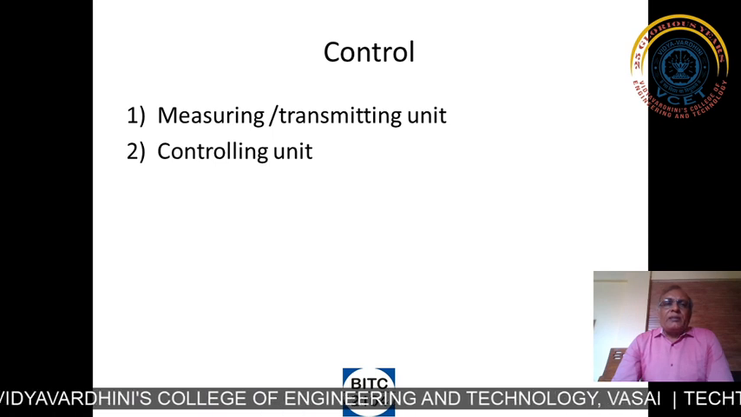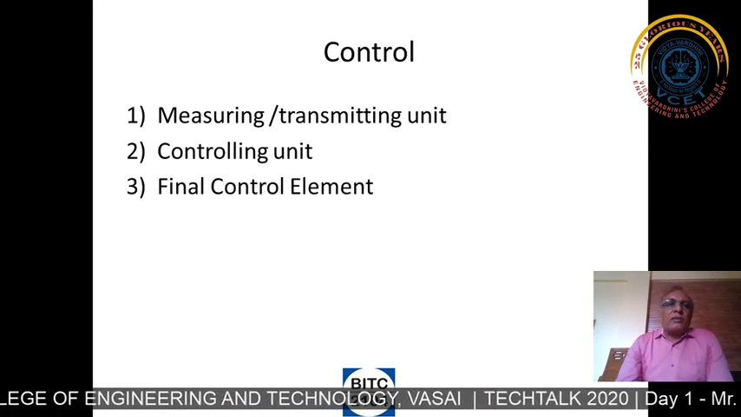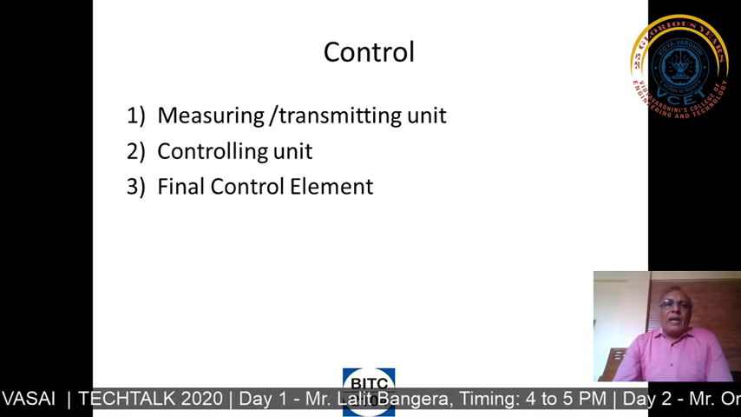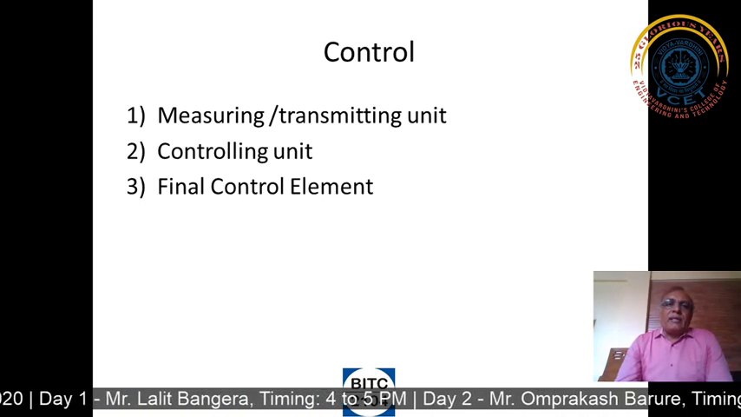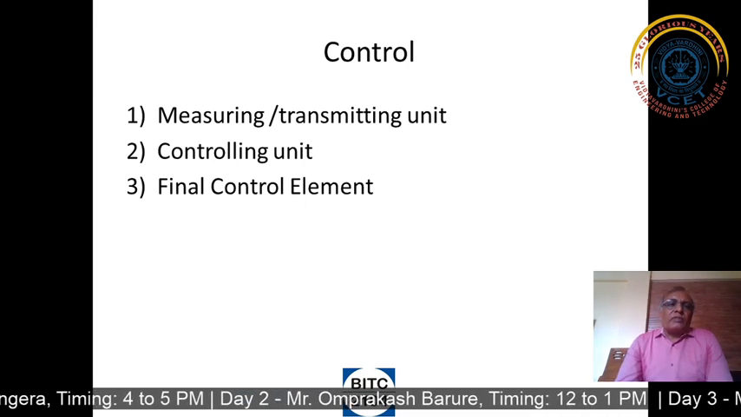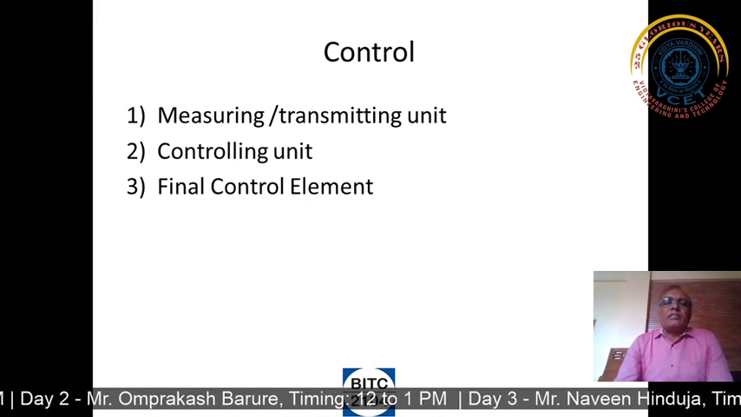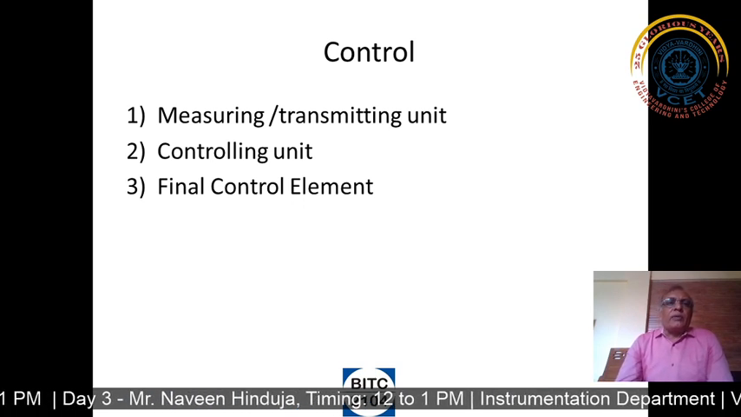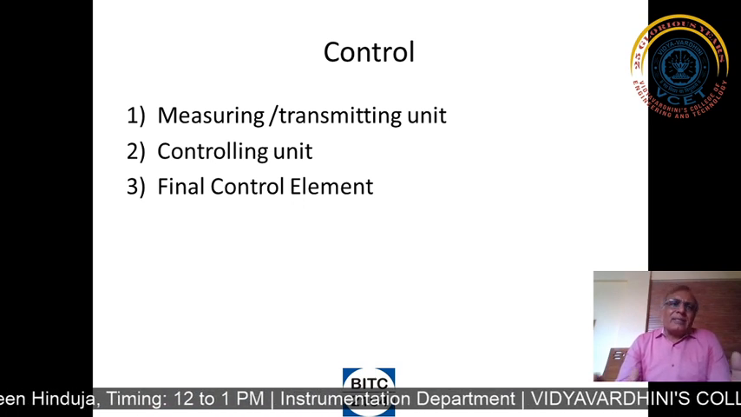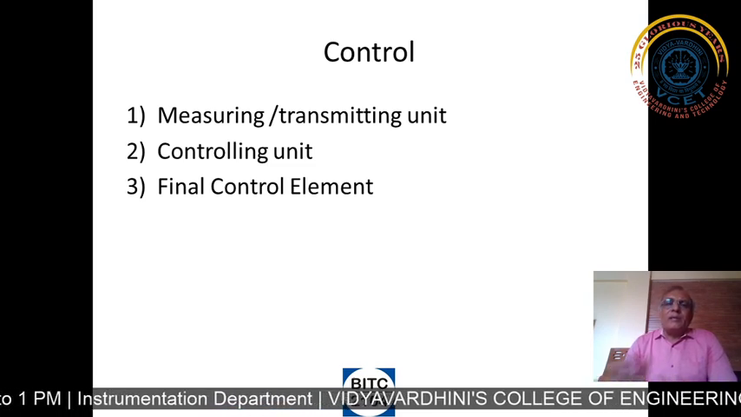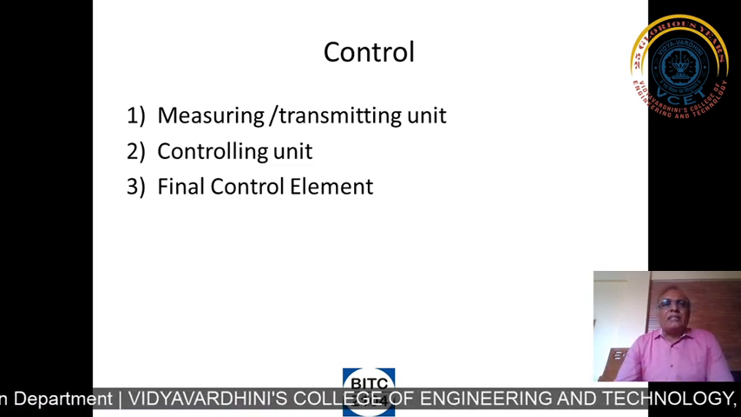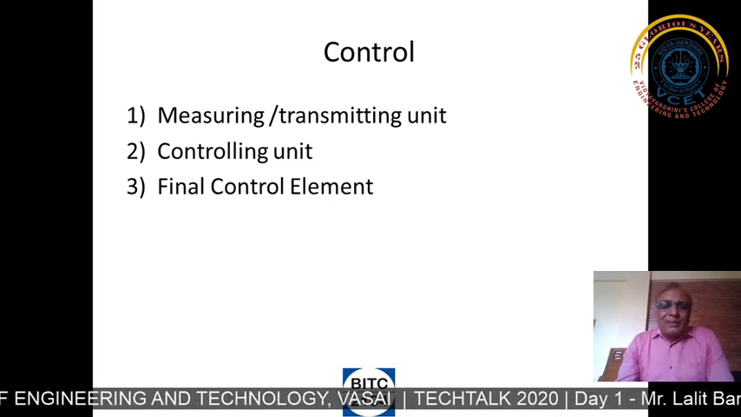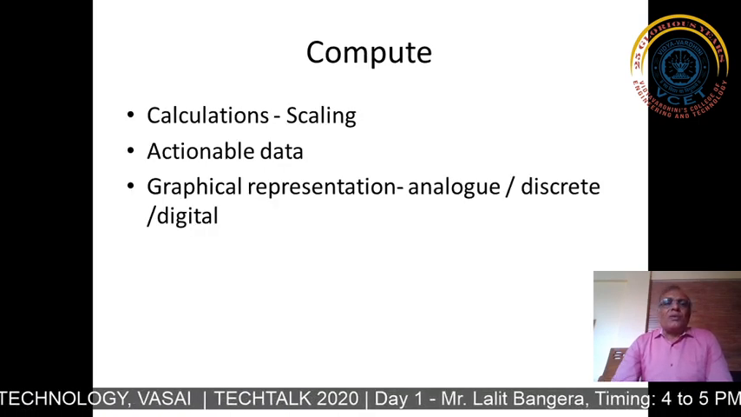What else do you need? A controlling unit, a controller. Then what? A final control element. If you answer in a particular sequence, I understand that you have understood. But if you say the final control element is the first part of the loop, first instrument of the loop, then the controlling unit, and then the transmitting unit, I understand all three have been covered, but not in a particular sequence. That's why understanding is missing. You have to go the way the signal moves. You understand this? Control.